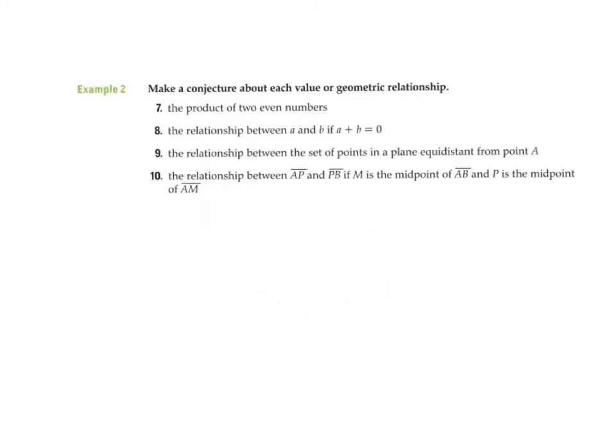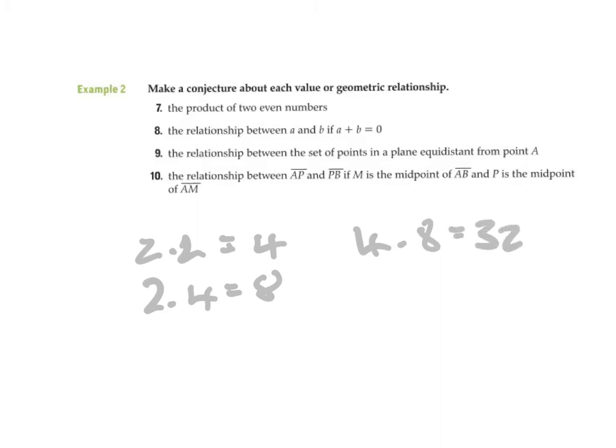Okay, so let's have a look at number 7. Make a conjecture about each value or geometric relation, the product of two even numbers. So start thinking about even numbers. So you can do 2 times 2. Well, that's going to give you 4. Okay, 2 times 4 is going to give you 8. 4 times 8 is going to give you 32. Let's just do 6 times 10 is going to give you 60.